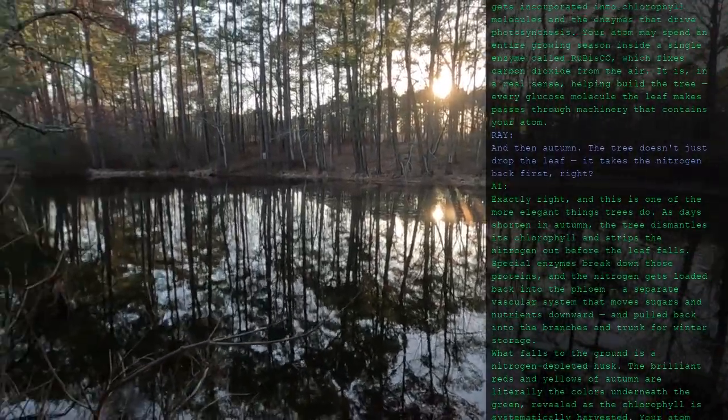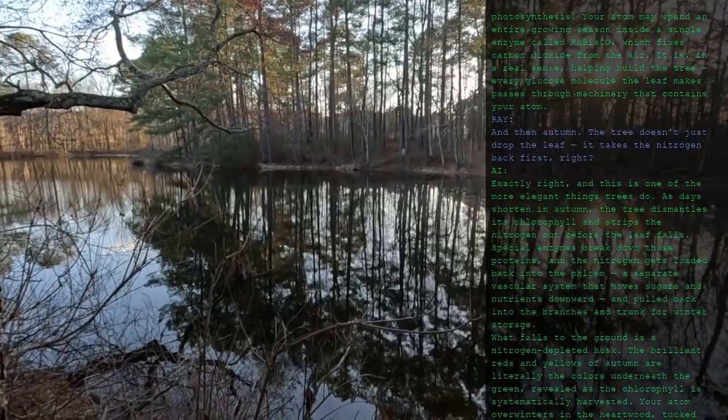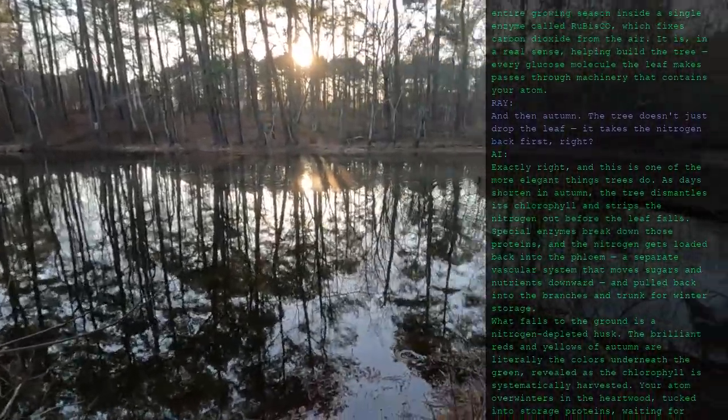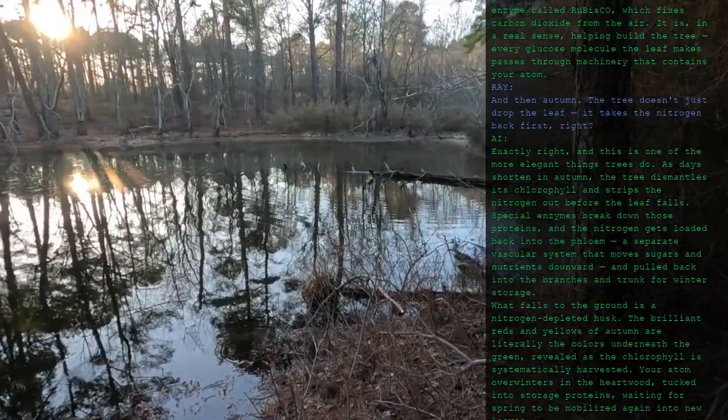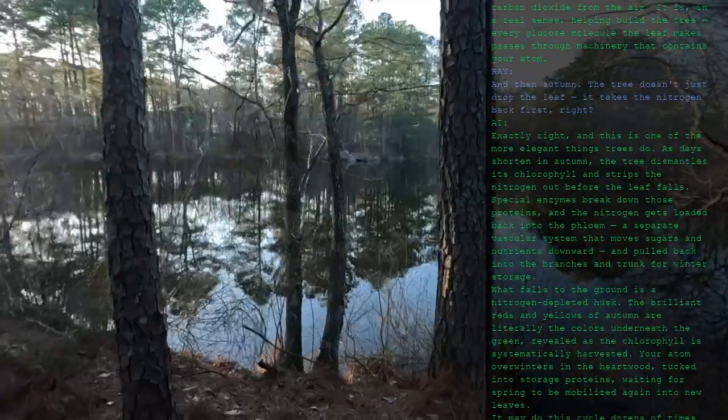And then autumn. The tree doesn't just drop the leaf, it takes the nitrogen back first, right? Exactly right, and this is one of the more elegant things trees do.